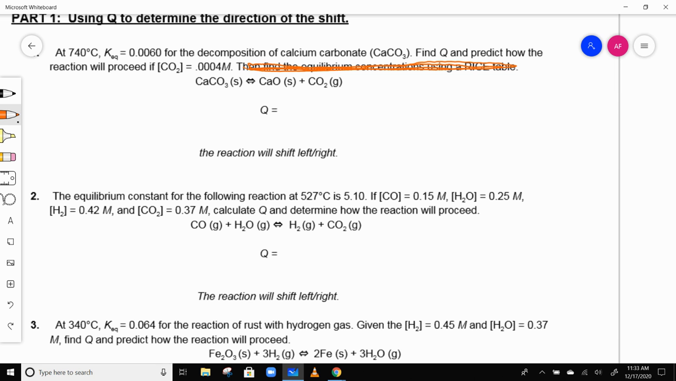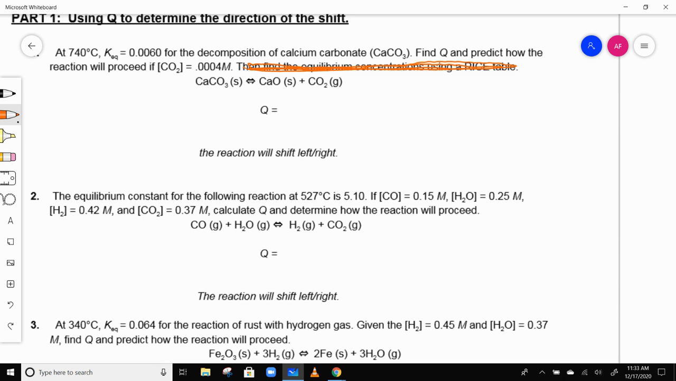So here, we're given this reaction. At 740 degrees Celsius, KEQ equals 0.0060 for the decomposition of calcium carbonate. Find Q and predict how the reaction will proceed if the concentration of CO2 is equal to 0.0004 molar.